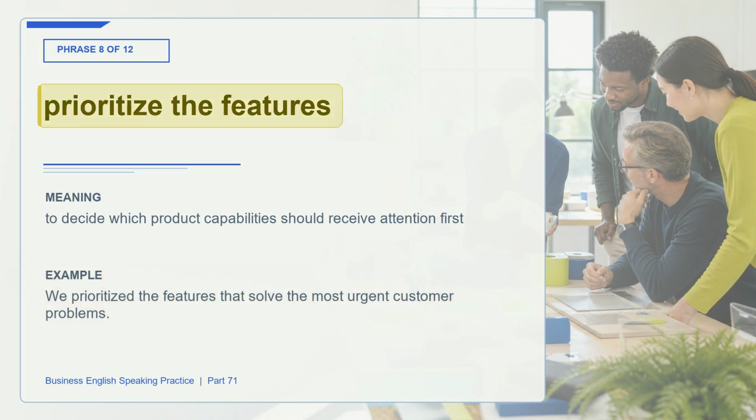Teams cannot usually build every feature at once. Prioritization considers user value, effort, risk, and strategy. Use this phrase when deciding what belongs in an upcoming release. Now repeat, prioritize the features.